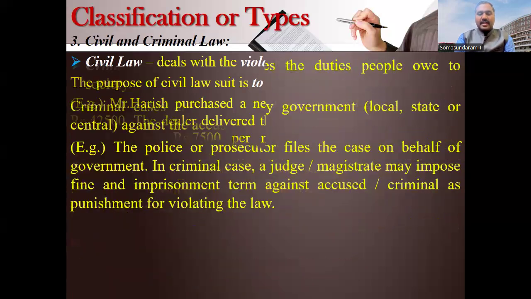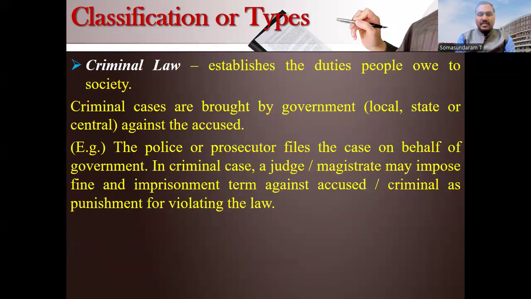Whereas criminal law concerns the things you do that are against society, against our country's policy, against the Indian Constitution, or against the state or central government. Anything that goes against the regulations or law of the local, state, or central government comes under criminal law.